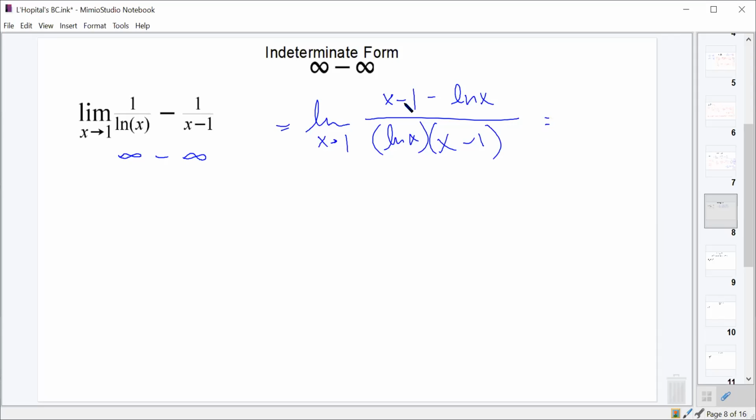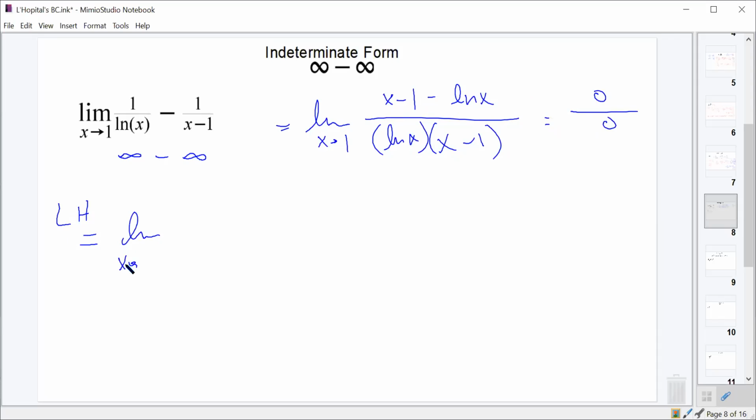And now plug in your 1. What do you get? You get 1 minus 1, which is 0, minus the natural log of 1, which is still 0, over our denominator, which is natural log of 1, 0, times 1 minus 1, 0. Well, now what can we do since we have 0 over 0? L'Hospital's. That's right.